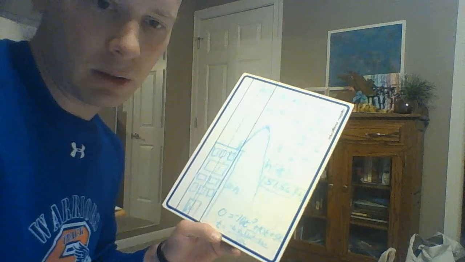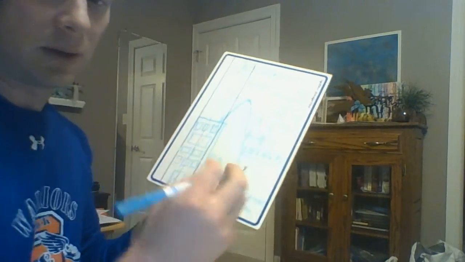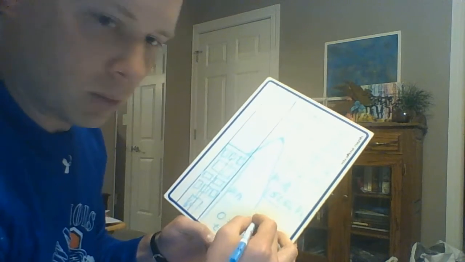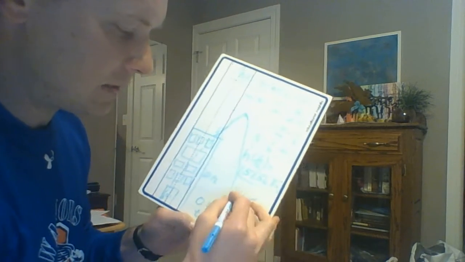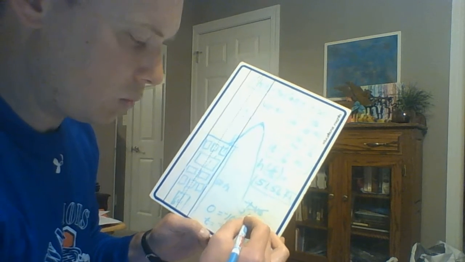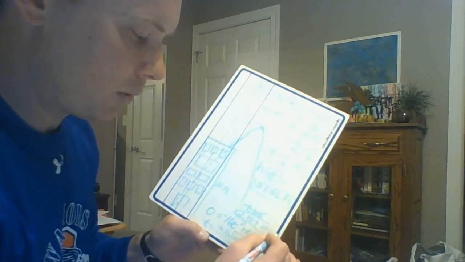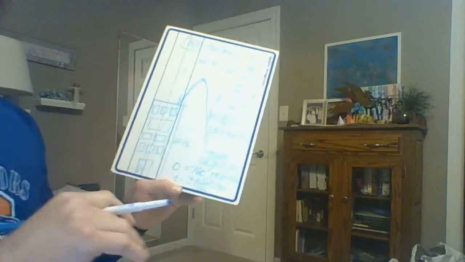I'm going to quickly look at what I did here. So on my notes, when I plug this in, I got negative 1.48, but we said that was not going to be one of the solutions. The one that we want is 2.107 seconds. So it didn't take very long, 2.10 seconds, to get down and hit the ground.